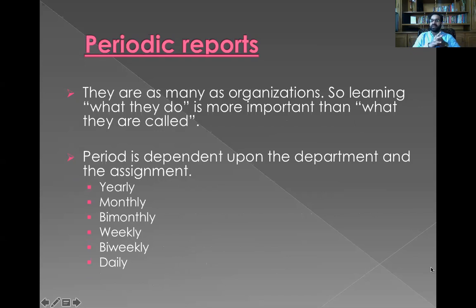Periodic reports. They are as many as organizations, right? So learning what they do is more important than what they are called. The period is dependent upon the department and the assignment. For example, it can be yearly, monthly, bi-monthly, weekly, bi-weekly, or daily. For example, Unilever is a brand selling, let's say, 1 crore rupees of sales every day. So the distributor concluding the overall day writes a report to the head office, or maybe they do it bi-weekly or weekly. So that depends. This is how we have periodic reports.